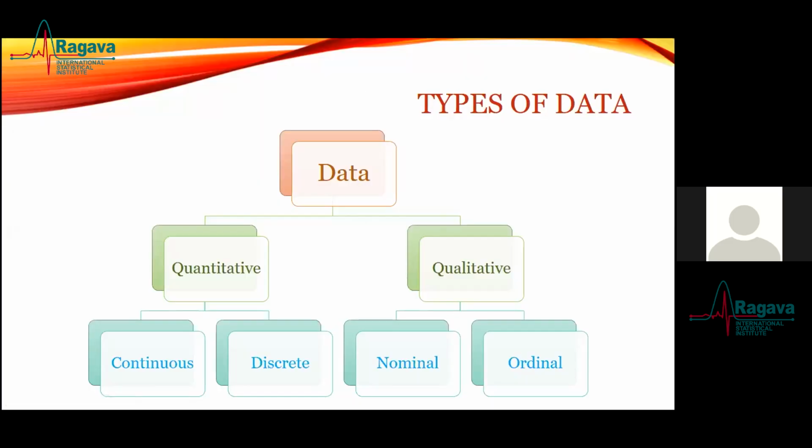So coming on to the types of data. Data is primarily classified into two types, quantitative and qualitative. Quantitative data is further subclassified as discrete and continuous, whereas qualitative data is subclassified into nominal and ordinal data. Am I clear till now? So this is the basic classification of data in statistics.